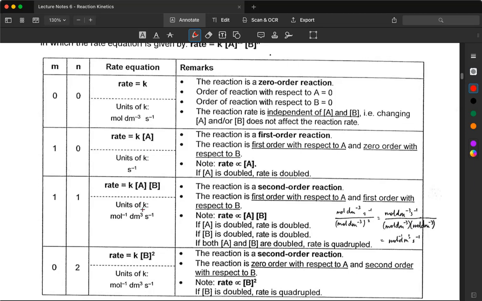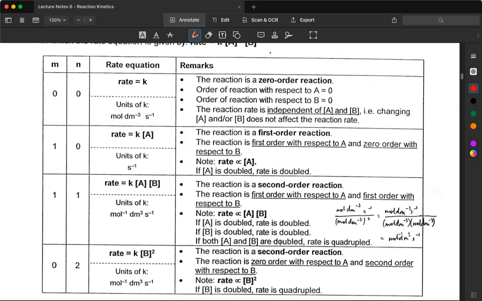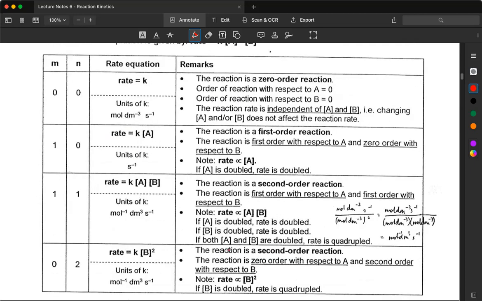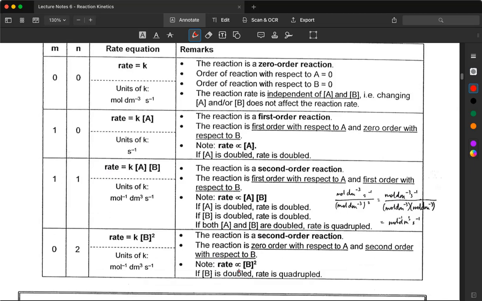Same for here. Now, if the concentration of A doubles, the rate will double. If B concentration doubles, the rate doubles. If both A and B concentration double, the rate will be times 4. Okay, so just take note of that. If, let's say, it's 0 order with respect to A, but second order with B, then in this case, if you double the concentration, the rate will be times 4. And you can derive the unit accordingly.